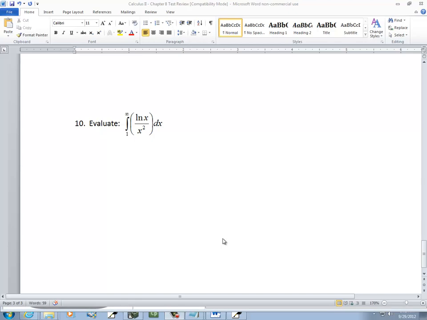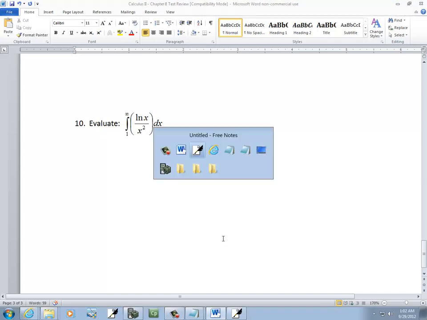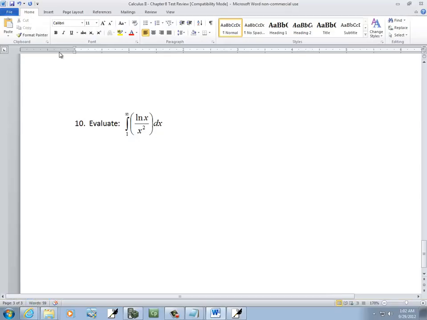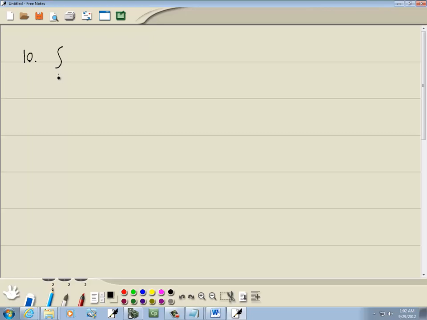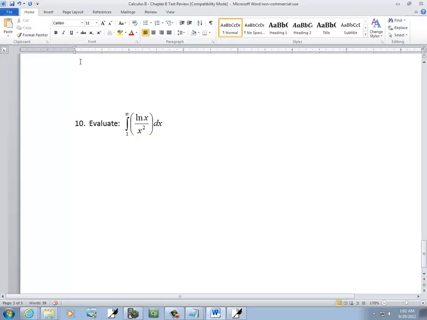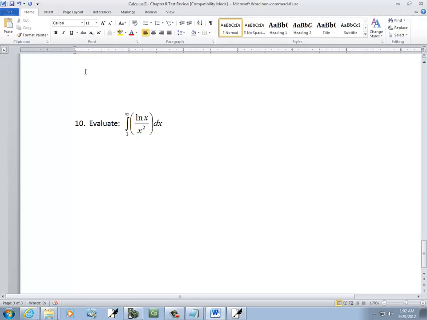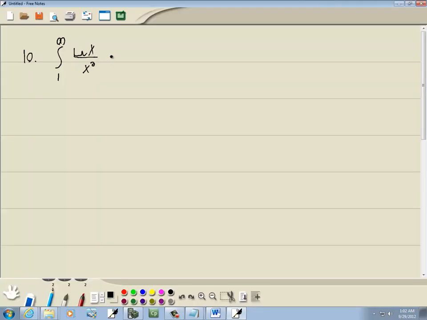Let's look at an improper integral. See how to do that. Okay, so we got the integral of, it's getting way too late for me, natural log of x squared dx.